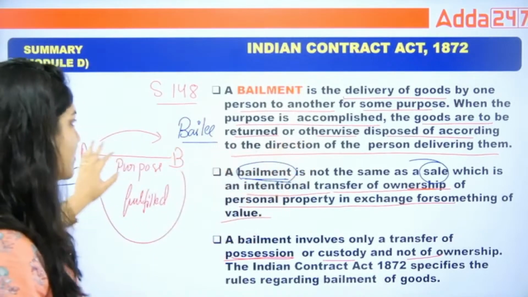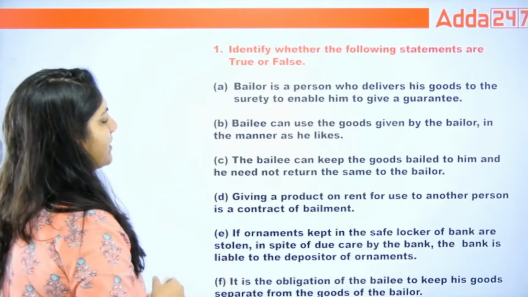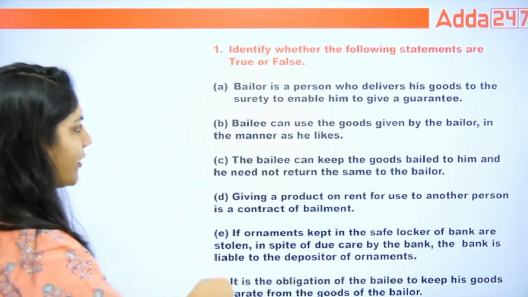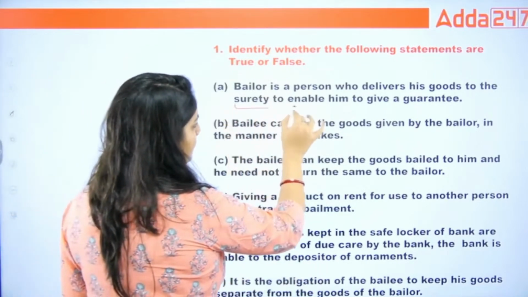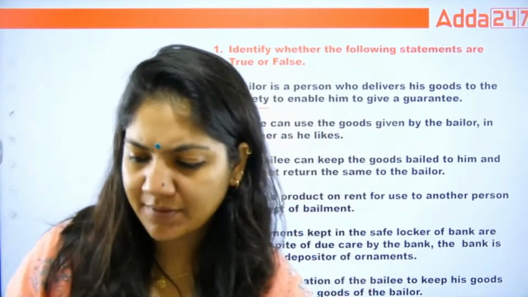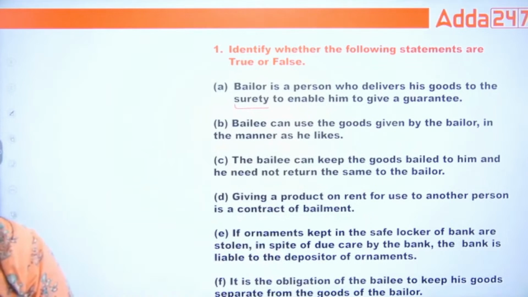Now let's do the question. True or false: a bailor is a person who delivers his goods to the surety to enable him to give a guarantee. Just tell me the right answer. Tell me the right answer for this question. Yes, guys. What will be the right answer for this question?